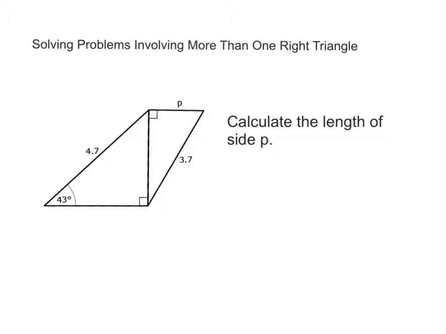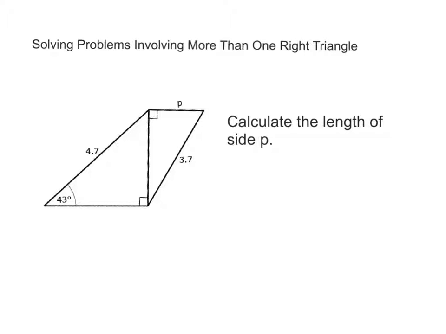Solving problems involving more than one right triangle. So in this diagram, it's asking us to calculate the length of side P. And side P is a side length in a right triangle. It's this right triangle here, but we have two triangles.